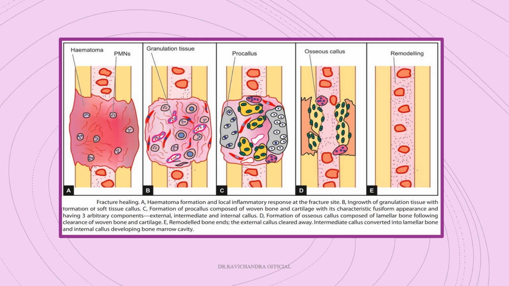appearance and 3 arbitrary components: external, intermediate, and internal callus. So in diagram D, there is formation of osseous callus consisting of lamellar bone following the clearance of the woven bone and cartilage. And in the last picture, there is remodeling done in the bone ends. The external callus is cleared away and the intermediate callus gets converted into lamellar bone and the internal callus develops a bone marrow cavity.